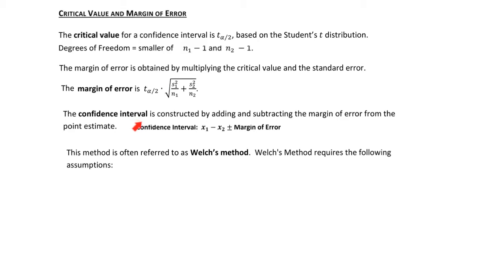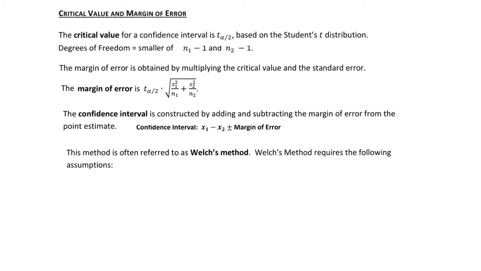The confidence interval is constructed by adding or subtracting the margin of error from the point estimate. So, point estimate plus or minus the margin of error. So this will come here. This method is known as the Welch method, but it requires the following assumptions.